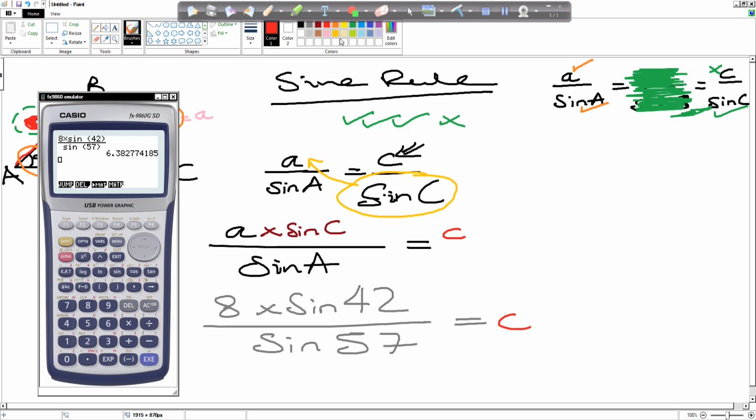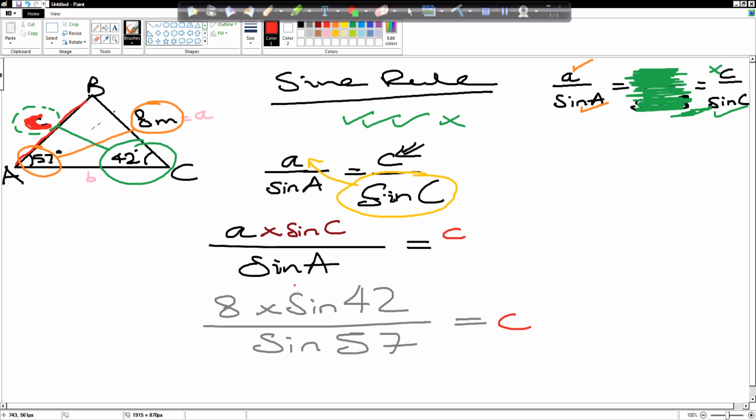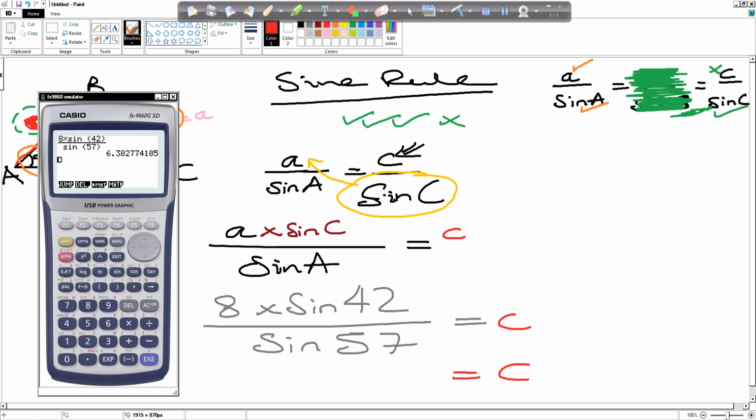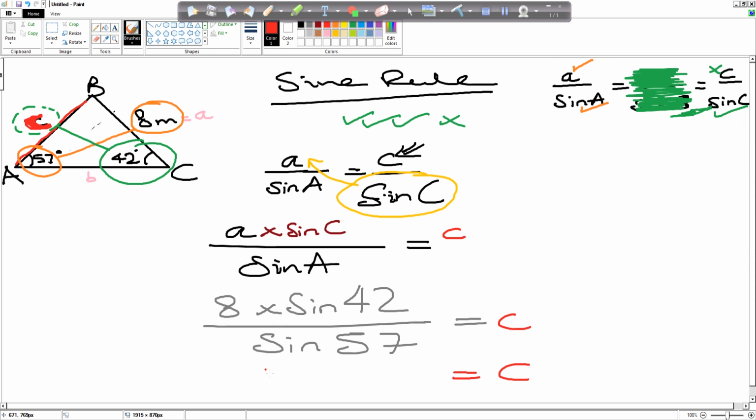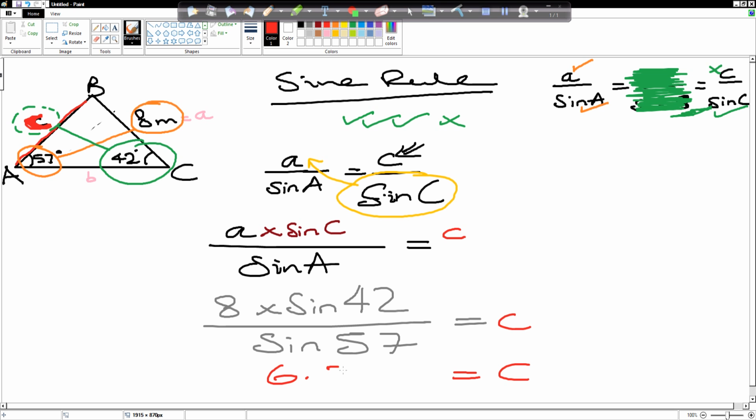Okay, let's go for the answer now. So that gives the C value of. I'll just turn it off. Just press answer. I'll bring it over here. Well, my answer in the calculator is 6.38277 and so on.